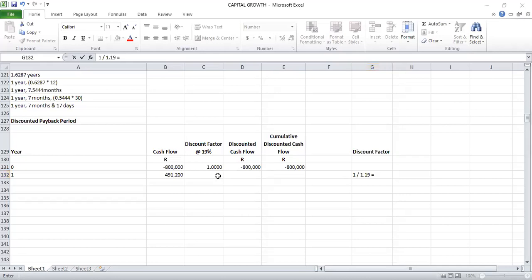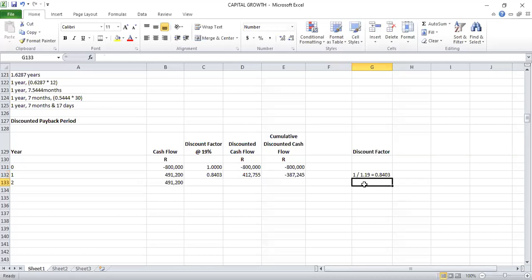0.8403. Thank you, guys. Then our discounted cash flow, we multiply the cash flow times the discount factor. We get this amount. Then to get our cumulative cash flow, we do the same way as before: negative 800 plus this 412. That will be our cumulative cash flow. Then we go to year 2. As long as it's negative, we go on to the next year. 491,200, and our discount factor was 0.8403.